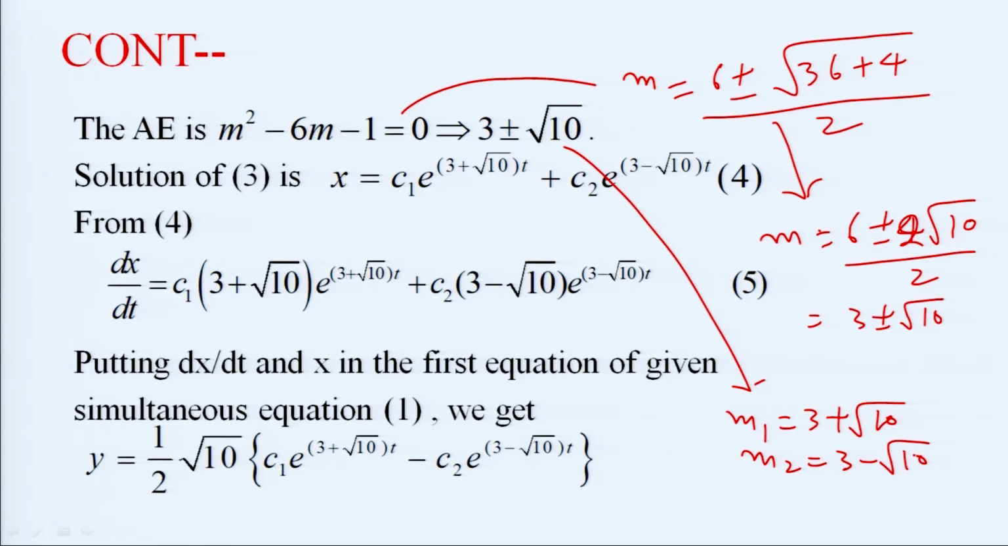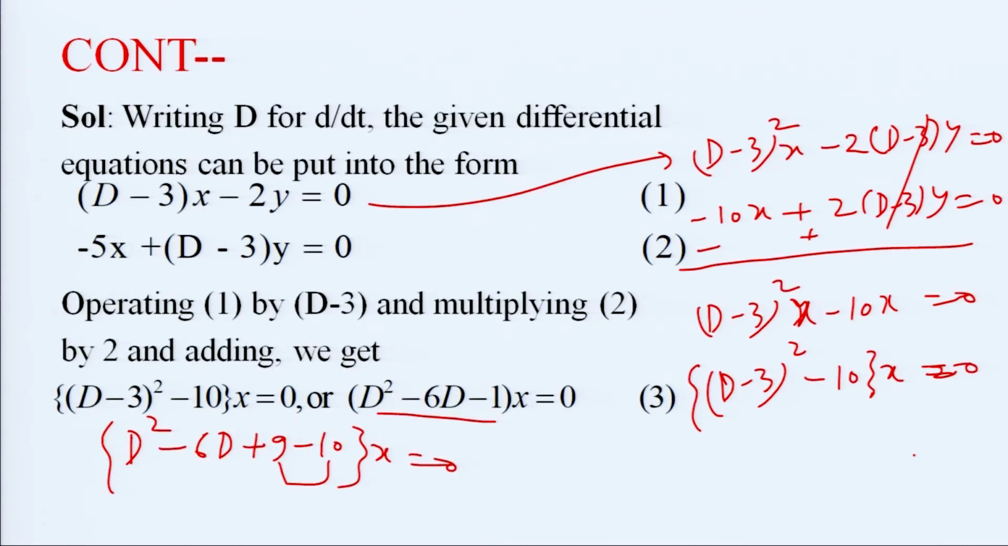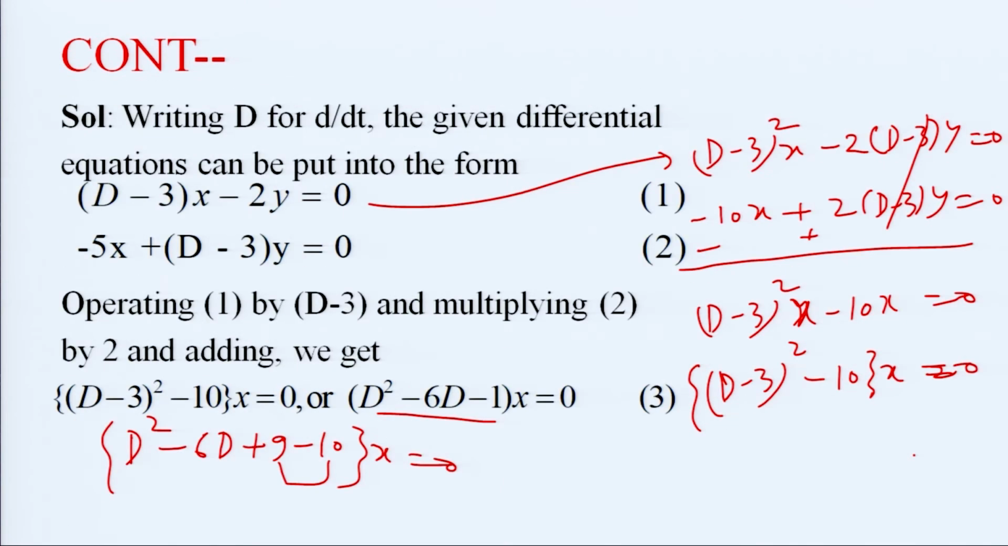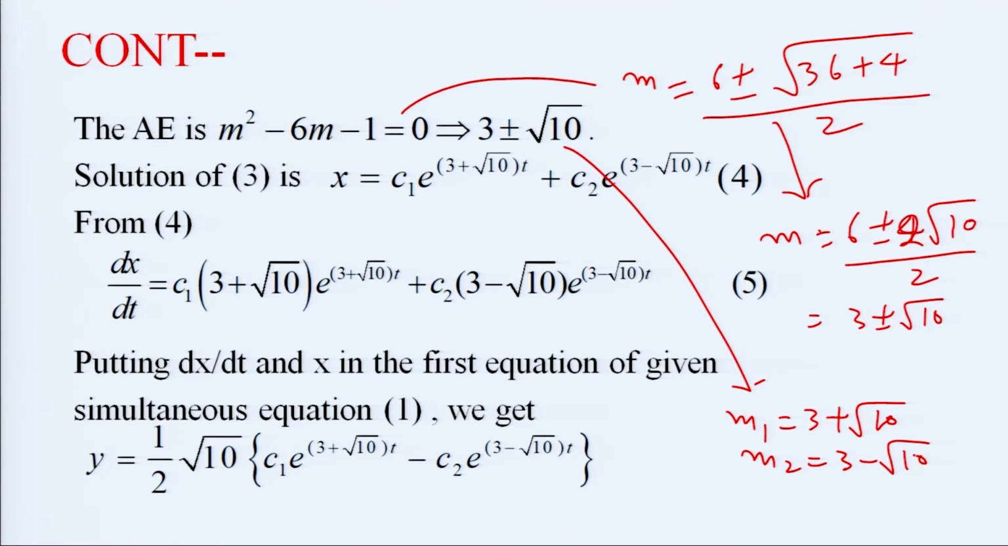From the equation for x, differentiate it with respect to t, we get dx by dt equals c1 times 3 plus root 10 e raised to power 3 plus root 10 t plus c2 times 3 minus root 10 e raised to power 3 minus root 10 t. Putting dx by dt and x in the first equation, dx by dt minus 3x equals 2y, we get y equals 1 by 2 root 10 times c1 e raised to power 3 plus root 10 t minus c2 e raised to power 3 minus root 10 t. It is the solution, means we obtain x and y.